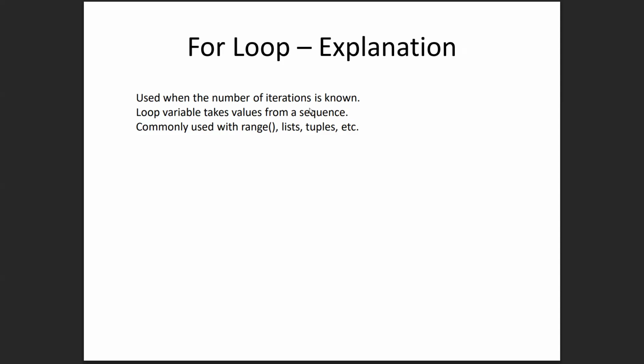Suppose we don't know the number of iterations, we will not use the for loop, because if we don't know the iterations and we use the for loop, it will cause an infinite loop. It will not stop the iterations. It will always keep iterating like that. It never stops. That's why. And also, the loop variable takes values from a sequence.